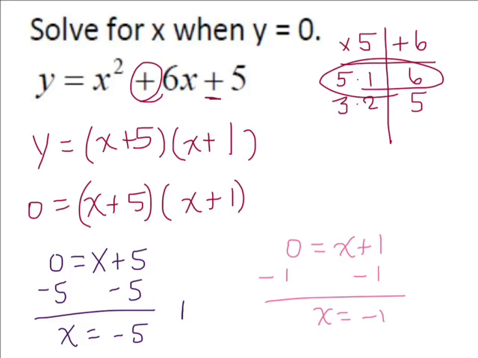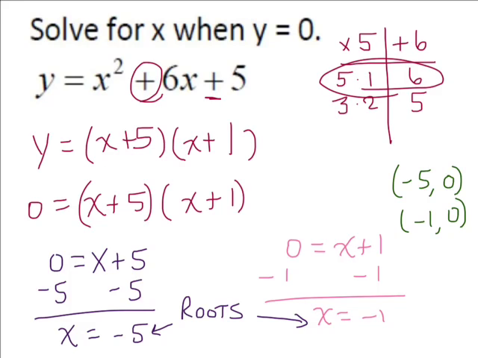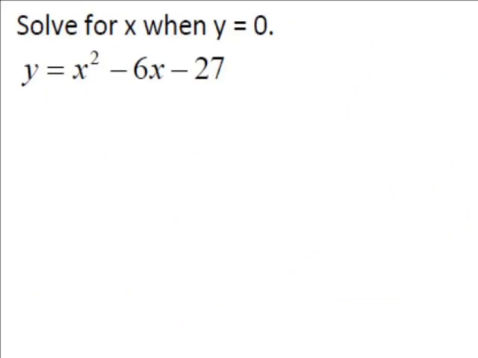Those are the roots. Those are two ordered pairs. So the two ordered pairs are negative 5, 0 and negative 1, 0. Now those two points are where the quadratic equation, when you graph it, will touch the x-axis. We have to first factor it, and then we have to solve for it. Remember, you can always rewind.